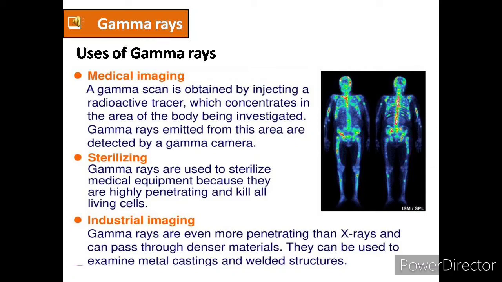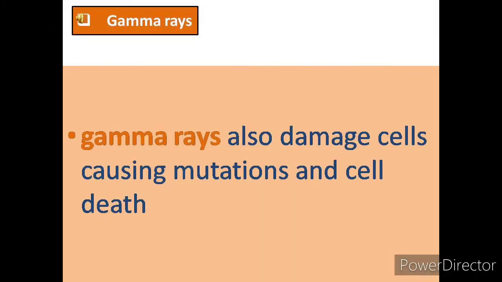Second, sterilizing. Gamma rays are used to sterilize medical equipment because they are highly penetrating and kill all living cells. Then last, industrial imaging. Gamma rays are even more penetrating than X-rays and can pass through denser materials. They can be used to examine metal casting and welded structures. The danger from exposure to gamma rays is also the same as X-rays. It also damages cells, causing mutation and cell death.